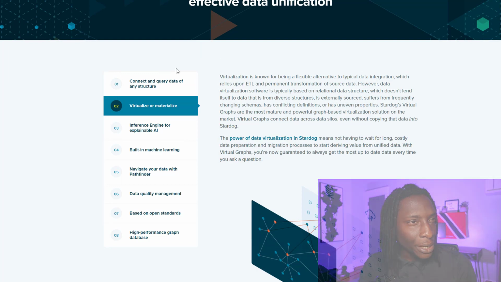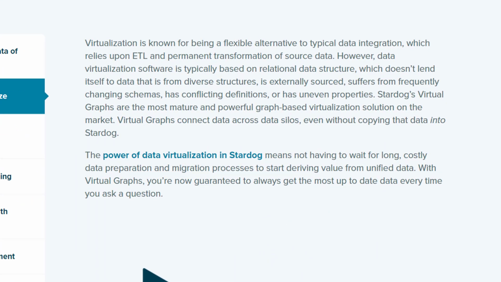So let's take a read of what they say here. They said, virtualization is known for being a flexible alternative to typical data integration, which relies upon ETL and permanent transformation of source data. However, data virtualization software is typically based on relational data structure, which does not lend itself to data that is from diverse structures, is externally sourced, suffers from frequently changing schemas, has conflicting definitions, or has uneven properties. Stardog's virtual graphs are the most mature and powerful graph-based virtualization solution on the market. Virtual graphs connect data across data silos, even without copying data into Stardog.